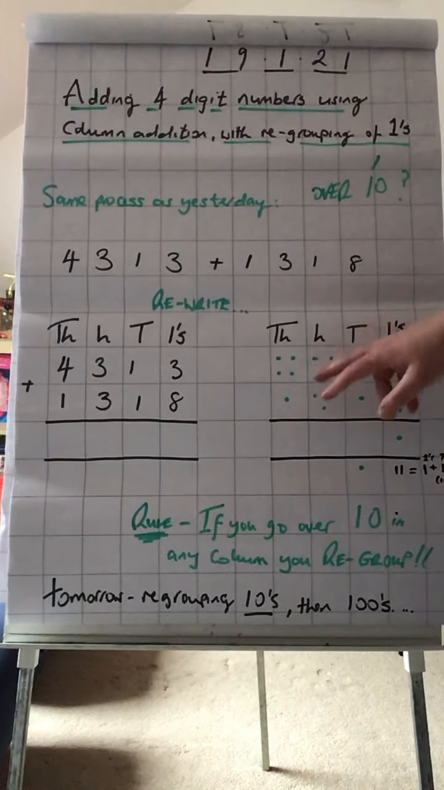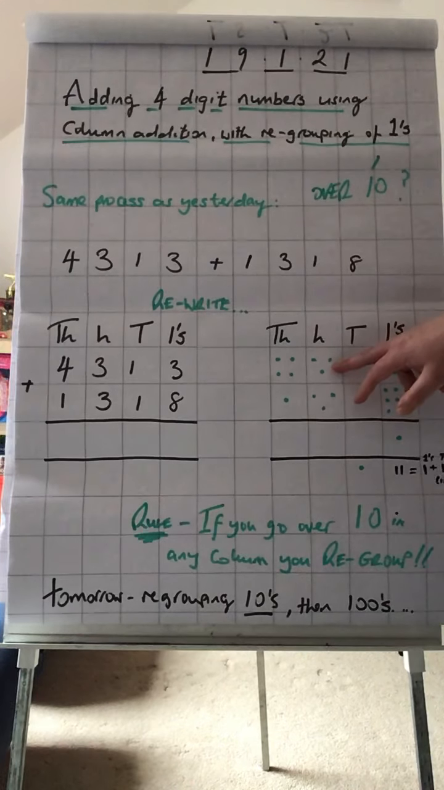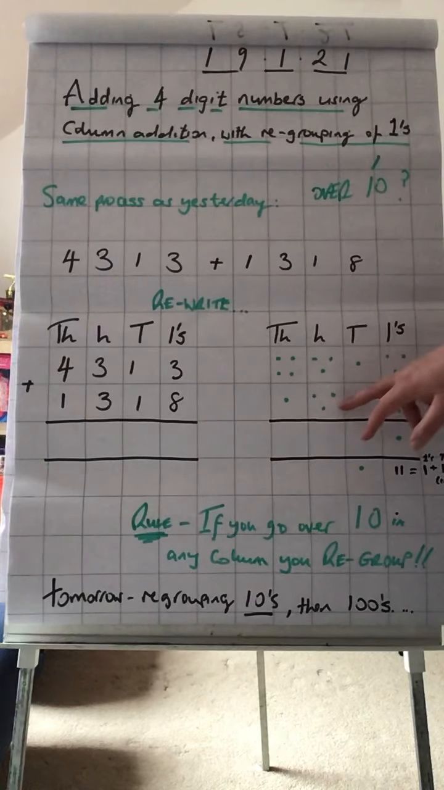So you'll notice that the 4,000 is represented by 4 dots, the 300 is represented by 3 dots, the 10 or the 110 is represented by 1 dot, and the ones column for 4,313 is represented by 3 dots, okay, because there's 3 ones in it. If we move on to the next number, 1,318: 1,000, 300, 110 and 8 ones. This is where we are going to be looking at regrouping today.